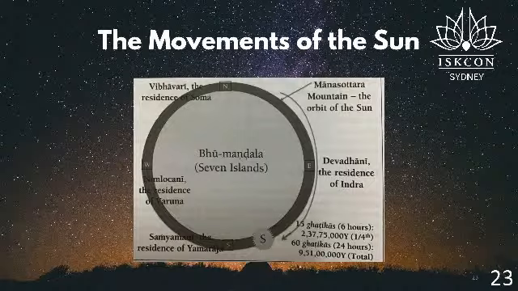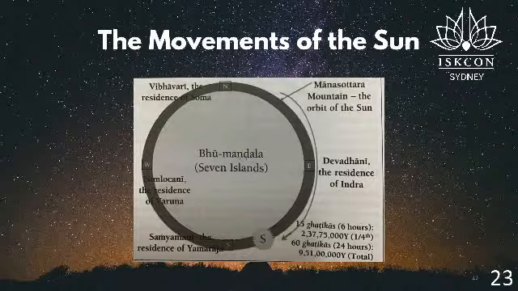So if you look at slide 23, it just gives one big dark circular ring. That's Manasottara mountain, and you see the sun god's chariot wheel. It's actually going on a clockwise movement, going across each one of the different heavenly residences of these four demigods.